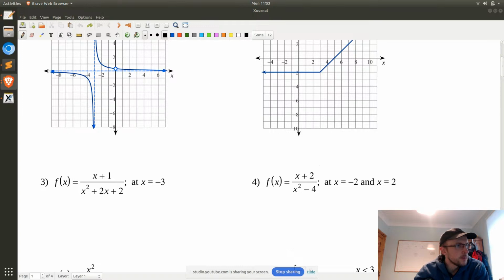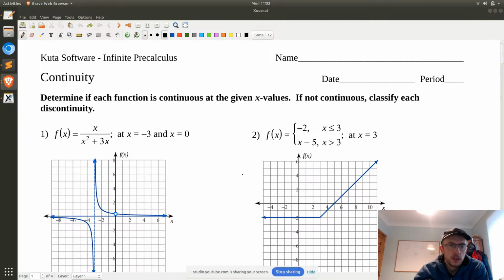Okay, so determine if each function is continuous at the given x values. If not continuous, classify each discontinuity.